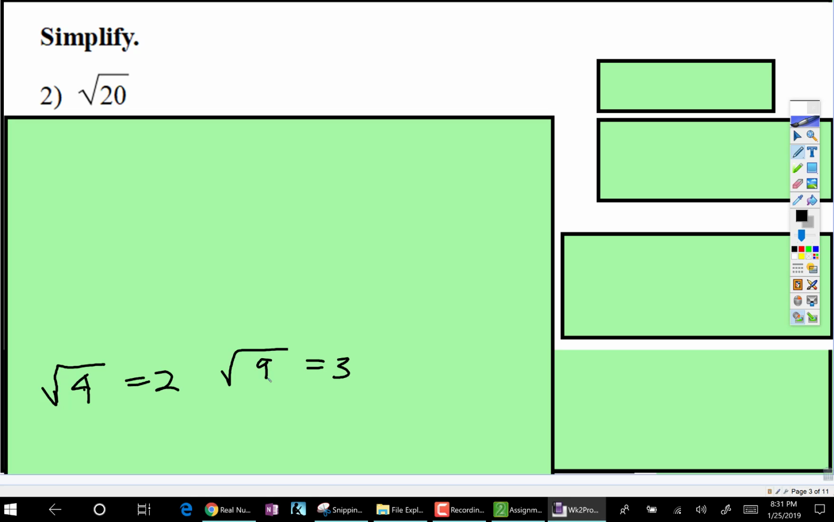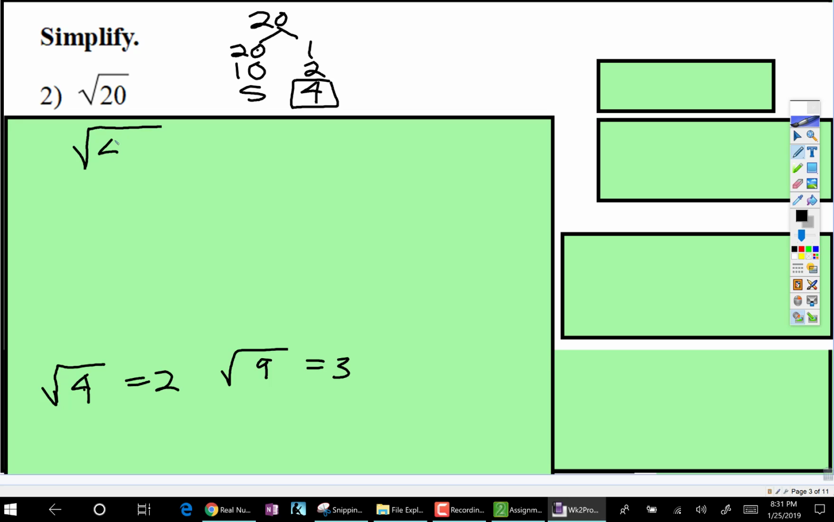4 is perfect, 9 is perfect, but the goal is to come up with factors of 20 that might have a perfect square. So the factors of 20 are 20 and 1, 10 and 2, 5 and 4. 4 is a perfect square.